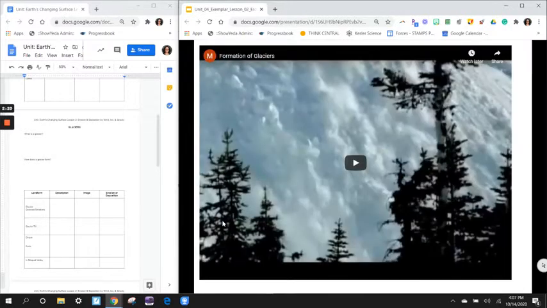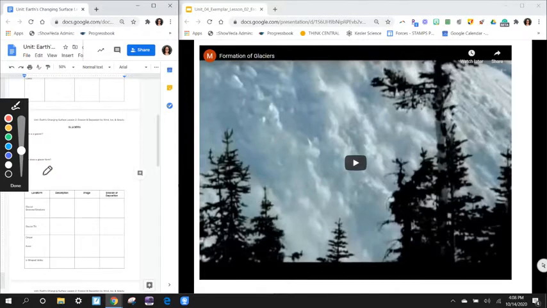This is a video clip that's going to describe to you how glaciers form. So as you watch this video, you're going to be getting the answer for this section right here. How do glaciers form? This section right here.